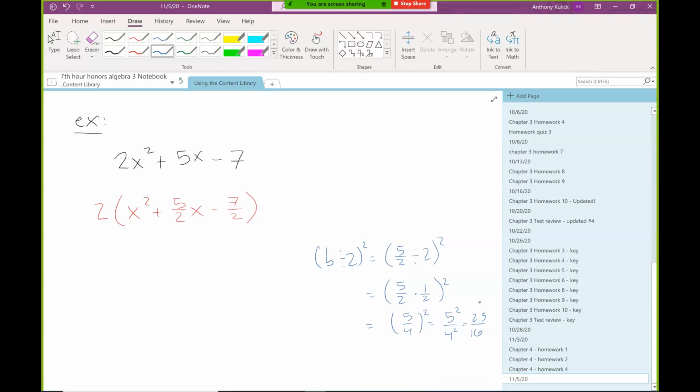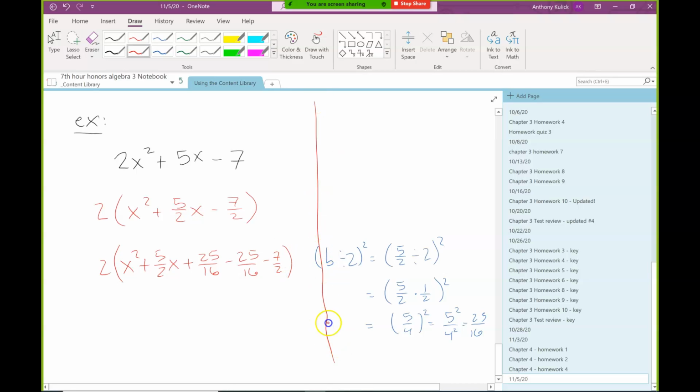I wrote out all that extra work because I know that sometimes we do stuff with fractions, and if we don't write it all out, it's not super obvious how we got our numbers. So I wanted to make sure I did that for you. Now there's no real reason you would have to do that, but I did it so that it was a little bit more clear as to what I did there.